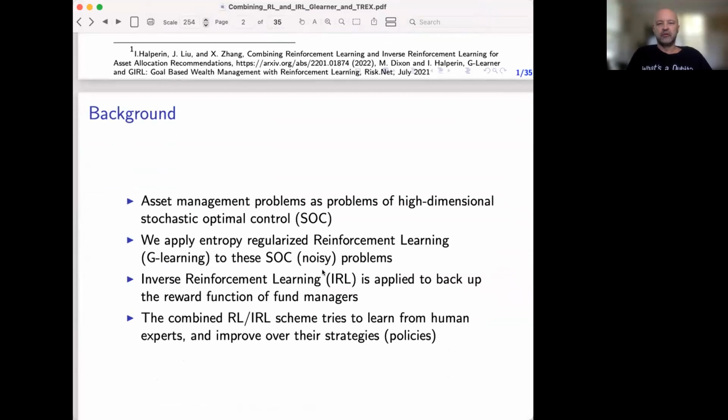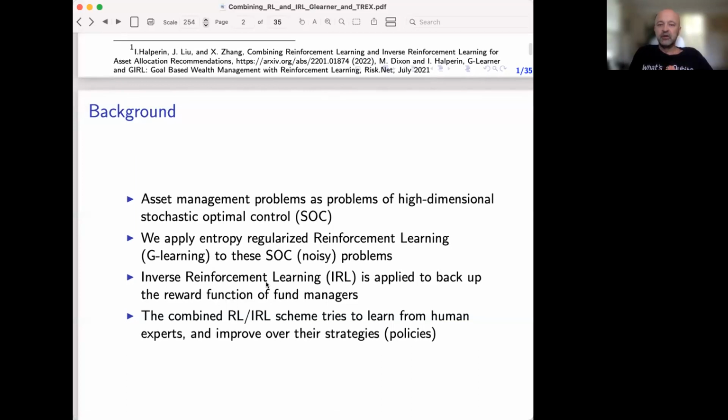And the background of this talk is the following. I'm going to talk about asset management problems as problems of high dimensional stochastic optimal control. I will apply a reinforcement learning method, a particular version called G-learning, which is essentially entropy regularized Q-learning, to these problems of optimal control. Then I will also talk about how we can apply what is called inverse reinforcement learning, or IRL for short, to back out the reward functions of fund managers. And then finally, I will present a combined IRL scheme, which tries to learn from human experts, from professional traders, and potentially improve over their strategies.